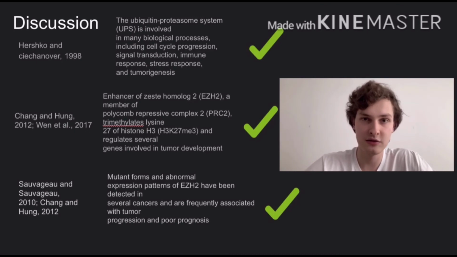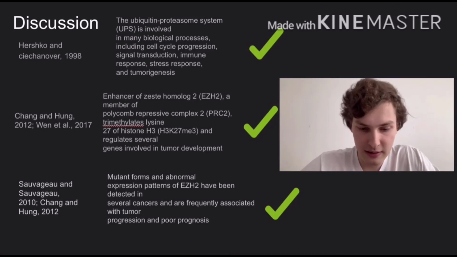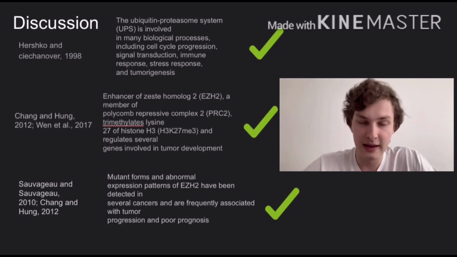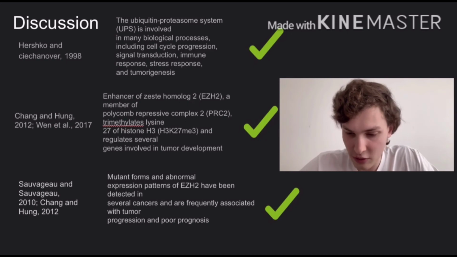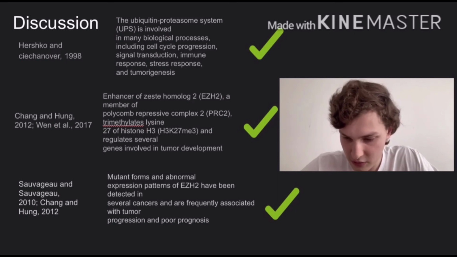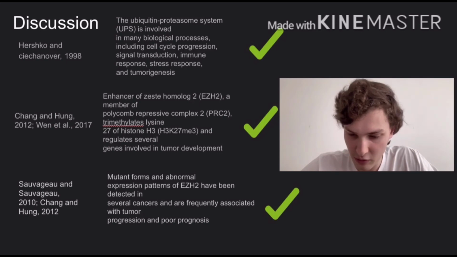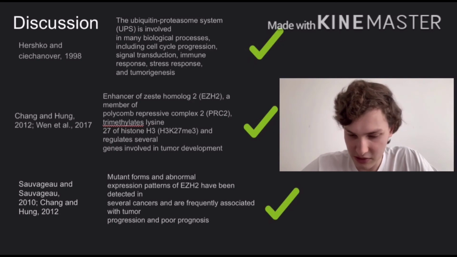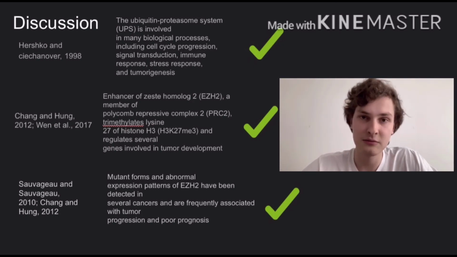In the discussion, the references we chose were, I'm going to read. The ubiquitin proteasome system (UPS) is involved in many biological processes, including cell cycle progression, signal transduction, immune response, stress response, and tumorigenesis. This was true. The second one: enhancer of zeste homolog 2, EZH2, a member of polycomb repressive complex 2, PRC2, trimethylates lysine 27 of histone H3, H3K27me3, and regulates several genes involved in tumor development. That was true too. And the last one: mutant forms and abnormal expression patterns of EZH2 have been detected in several cancers and are frequently associated with tumor progression and poor prognosis. This last one was also true and was corroborated after reading the text.